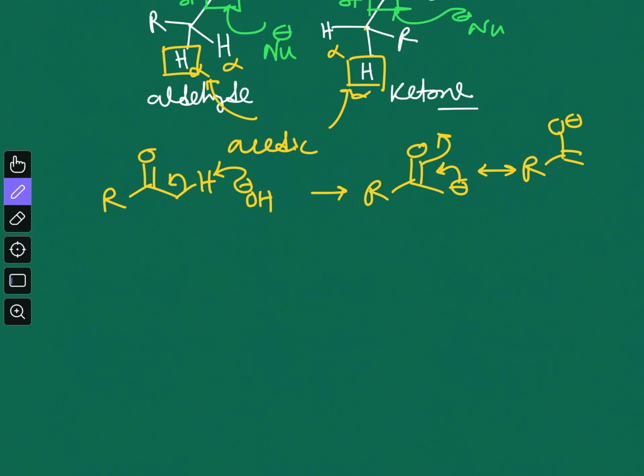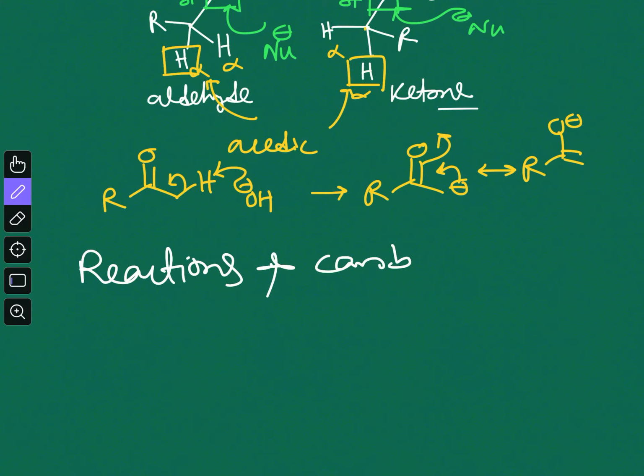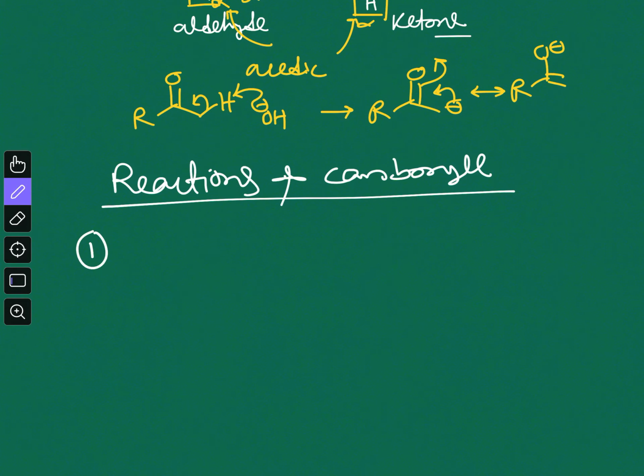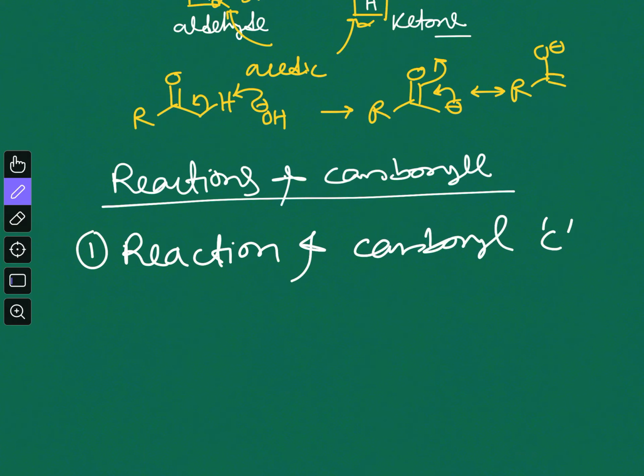So now let us see what are the important reactions of a carbonyl group. So we will see the reactions of carbonyl. So the first category of reaction is the reaction of carbonyl carbon, because it is the electrophilic center of a carbonyl group and it is the most reactive part, and we can again categorize these reactions of carbonyl carbon atom into different classes.